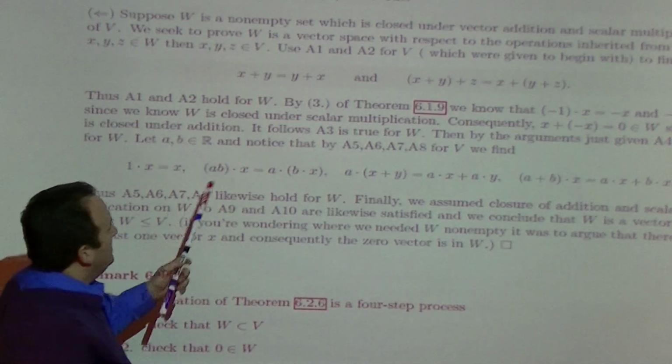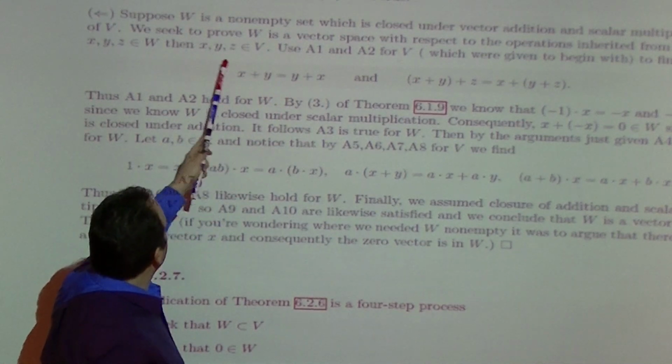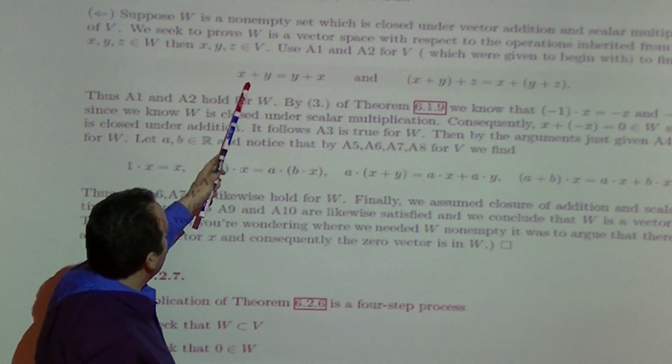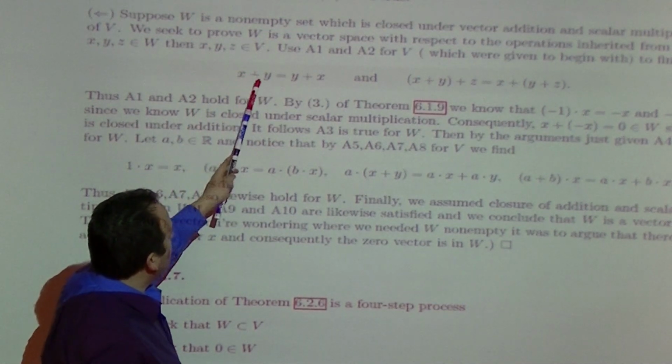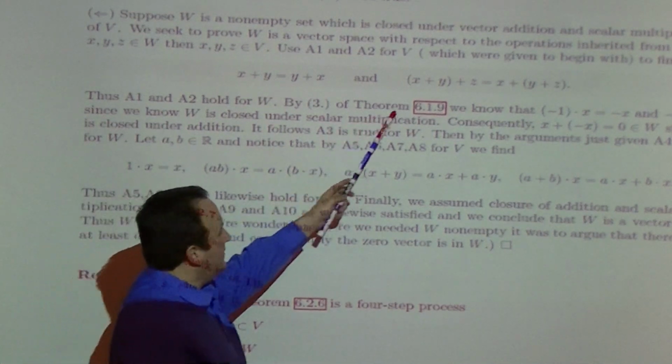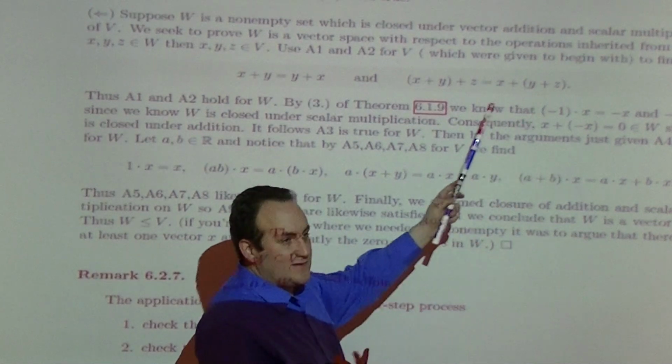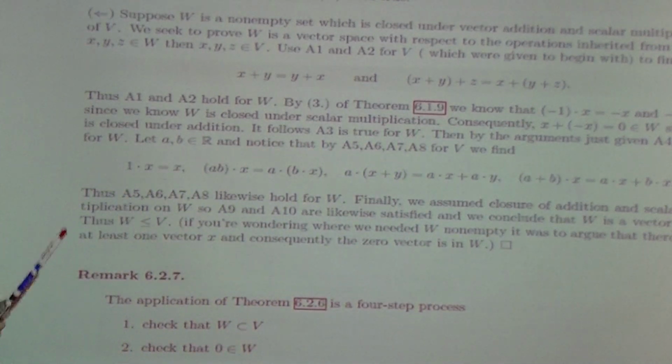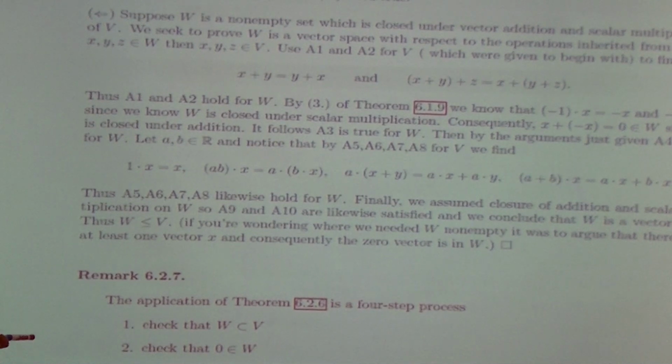Now, first of all, because they're in V, we know that X plus Y is equal to Y plus X. Why? Because V is a vector space, so addition commutes, right? And I also know that it's associative because V is a vector space and the addition is associative. And I also know that these are vectors inside W because we've assumed 1 and 2. We assume that X plus Y is again in W, and if X plus Y is in W, then X plus Y plus Z is also in W. So this is all happening in W, and that shows that axioms 1 and 2 hold for W.